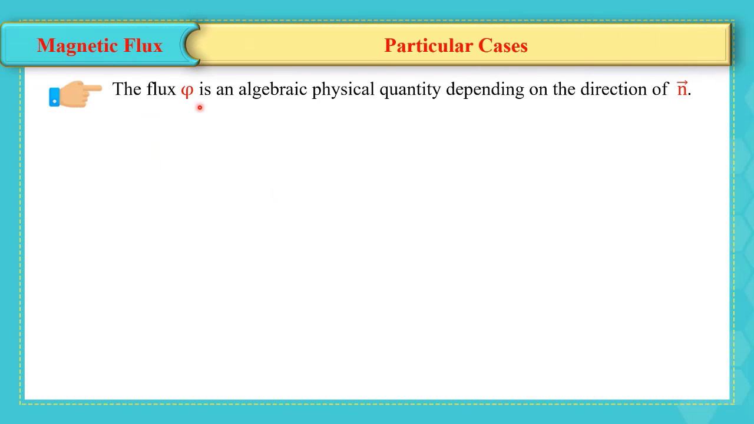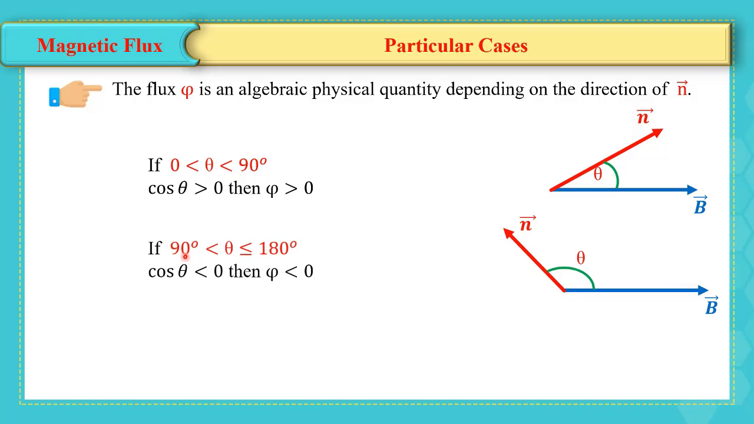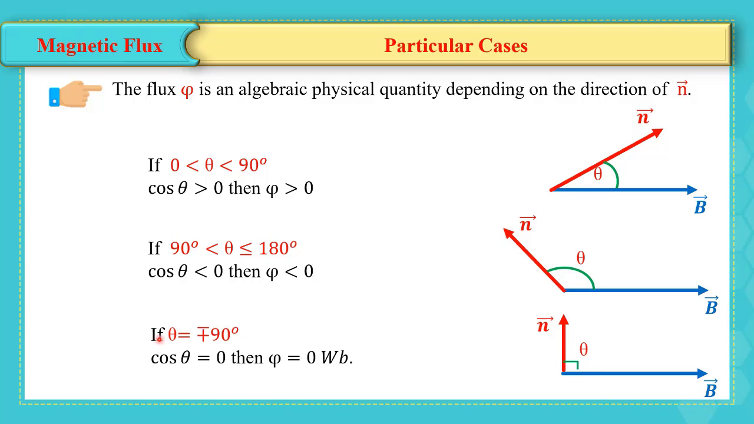Note that flux is an algebraic physical quantity depending on the direction of n. If the angle between the normal and the magnetic field B is between 0 and 90 degrees, then cosine theta will be positive and then flux will be positive. While if the angle between B and the normal unit vector theta is between 90 and 180 degrees, cosine theta will be negative and so flux will be negative too. If the angle between B and normal is 90 degrees, flux will be equal to 0 since theta will be equal to plus or minus 90 degrees and cosine theta in this case is equal to 0.